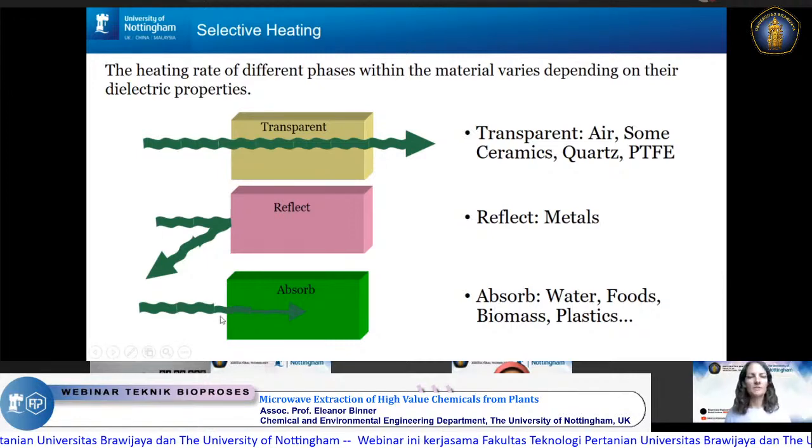So what we're interested in microwave processing is at the bottom, where they absorb to a certain degree. So what happens is, depending on the dielectric properties, the energy will be converted into heat within the material, and eventually the microwaves will be attenuated down to a point where the intensity is so low they're essentially completely dissipated. And this is for things like water, foods, biomass, and plastics. Some plastics, not all.